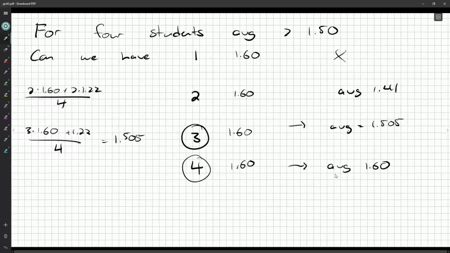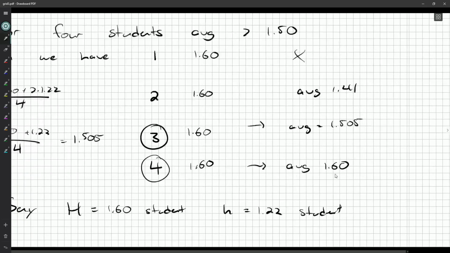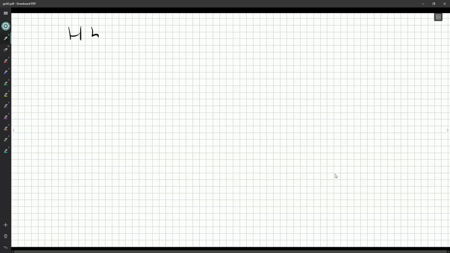We might even start labeling our students. Say H is the 1.60 student, and little h is the 1.22 student. So I could never see something like h, h, h, h, because that average is too small. I'd need to have another capital H somewhere in there. So basically what we're asking for is, what's the longest string of capital H's and little h's that we can make? And that's going to be the n value.